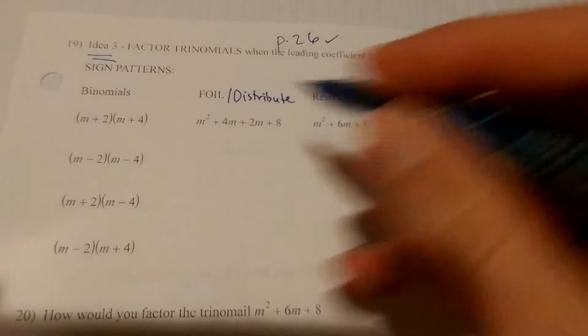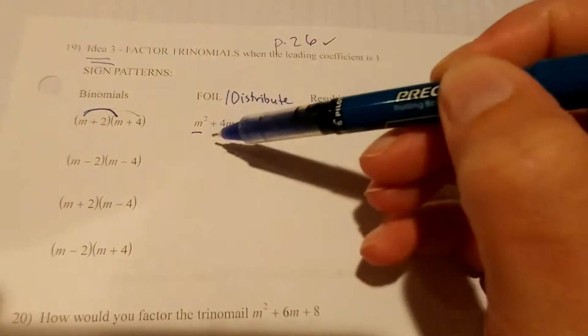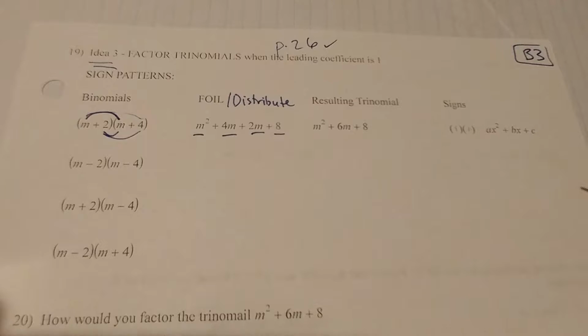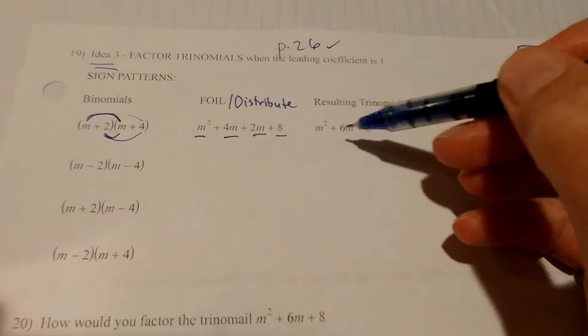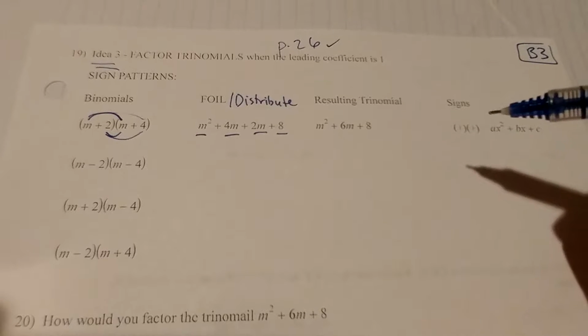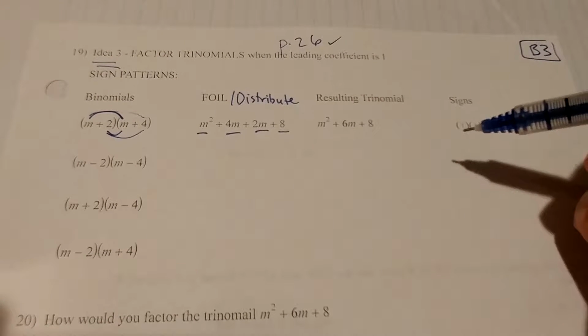Okay, so if we were to FOIL this together, m times m is m squared, m times 4 is 4m, 2 times m is 2m, and 2 times 4 is 8. You can combine like terms in the middle, and you get m squared plus 6m plus 8. Okay? Now, do this again, and let's see what we notice.